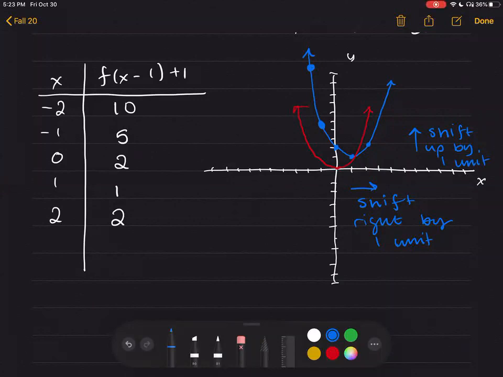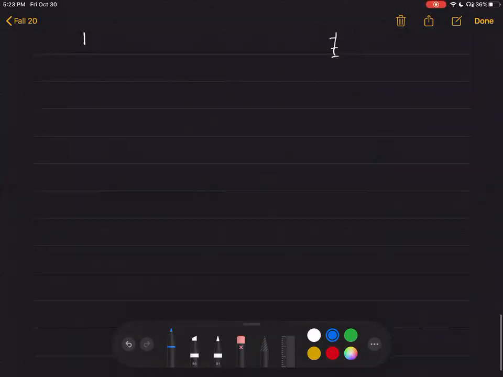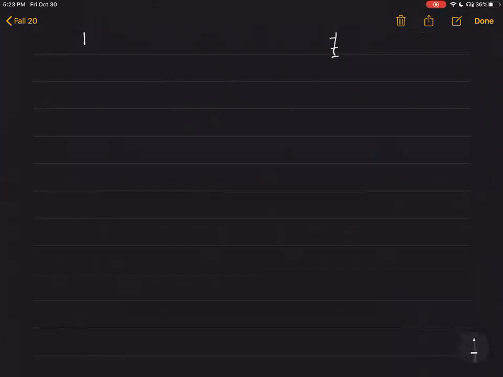Okay, so for this part 1, let's cover the second topic as well. Let's talk about reflection. The reason I'm doing that is because it'll turn out that scaling is actually more complicated than translation and reflection, so it'll be good to look at that independently.